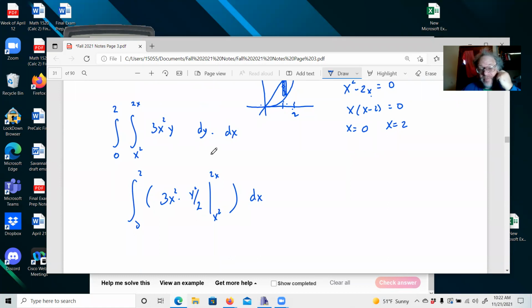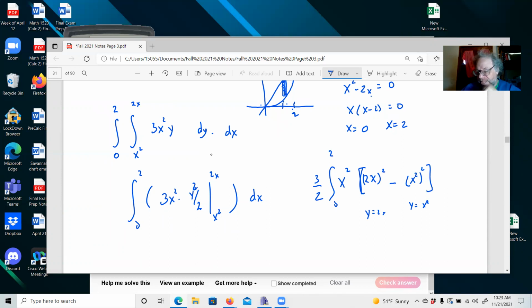So show me that. We have a 3/2, and we're just going to pull all the constants out. We have integral from 0 to 2, x squared, and then we have y squared, so we're going to have 2x squared. This is y evaluated at 2x, minus x squared. This is y evaluated at x squared. We have a 2 here, so these are all going to be squared. That's what that came from.